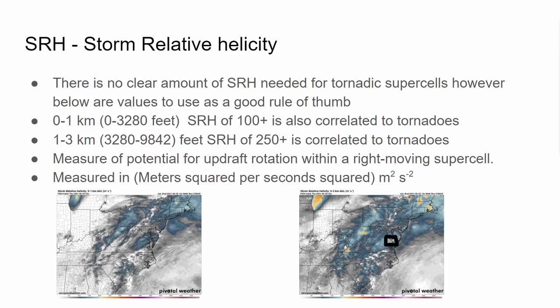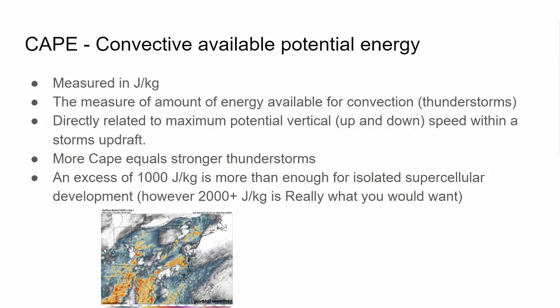So our 1 to 3 kilometer range isn't the best. However, it's still exceeding 200 meters squared per second squared. So I'd still give that an 8 out of 10 in terms of how conducive it could be for tornadoes. So I definitely don't think that storm relative helicity is lacking in this event. It's just not where I would typically want to see it if I was trying to say that this would be a for sure tornado day.